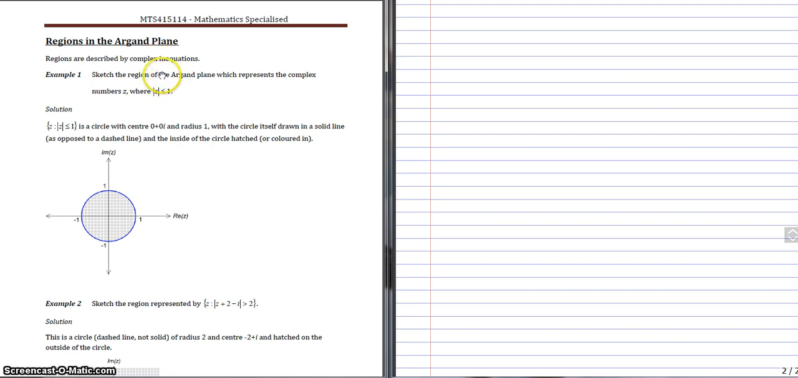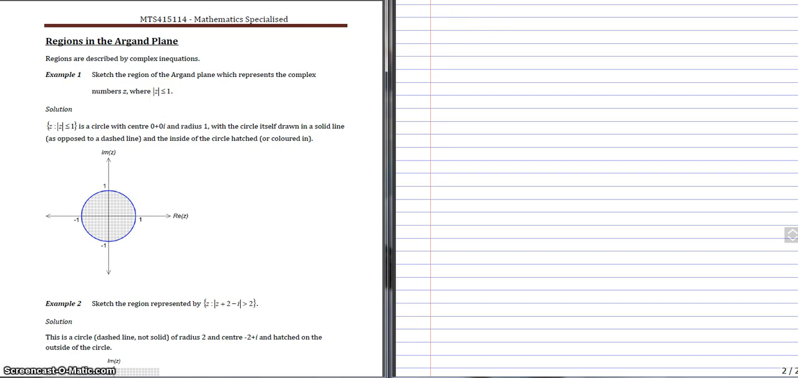An example would be here: the modulus of z being less than or equal to 1. It's an inequation because we've got this less than or equal to symbol. For this particular example, we want to sketch that region that represents the complex numbers z such that the modulus is less than or equal to 1.